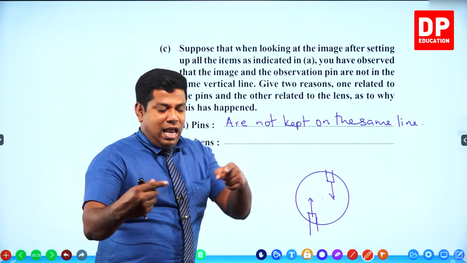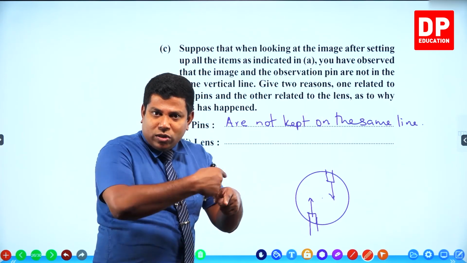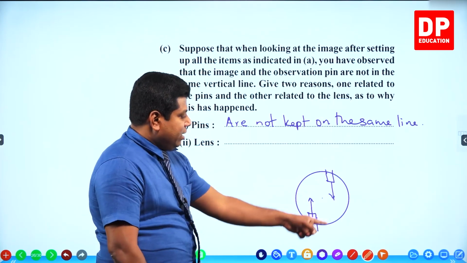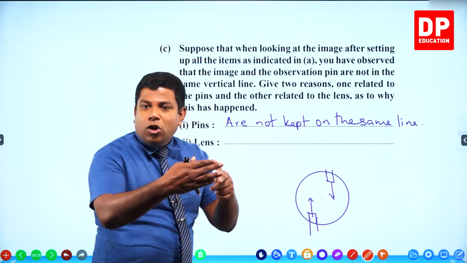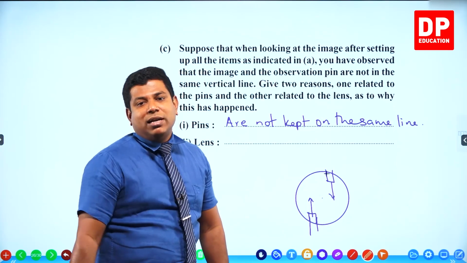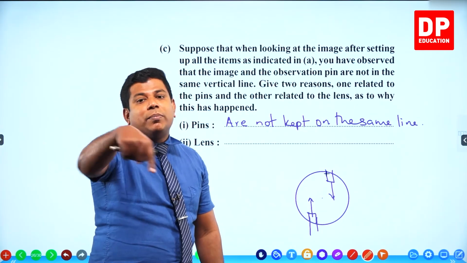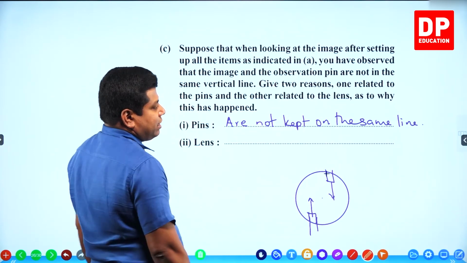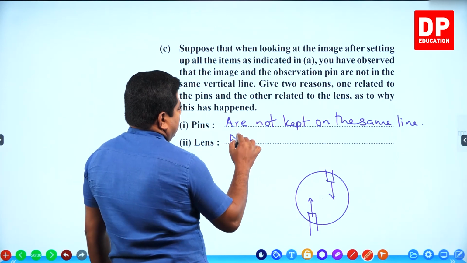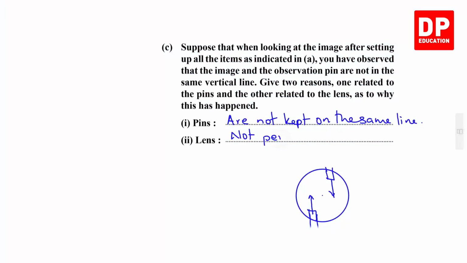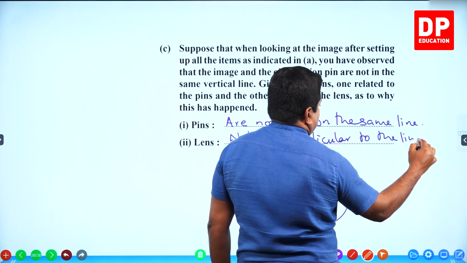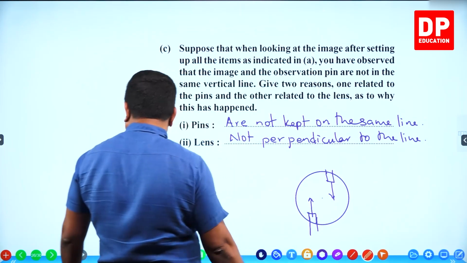One is the horizontal line you have drawn, or you can say the principal axis, and the lens, the line and the lens are not perpendicular. You did not keep the lens perpendicularly, or else you did not keep the pins on the same line. Right. So that's what I'm telling here. Pins are not kept on the same line. Lens not perpendicular to the line. Next. Which line?